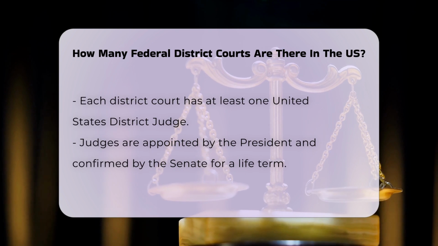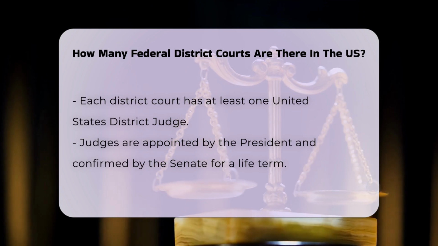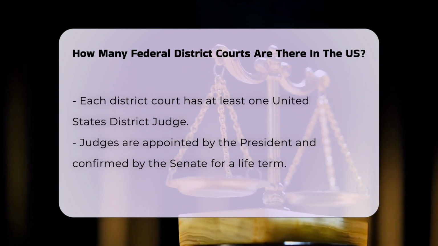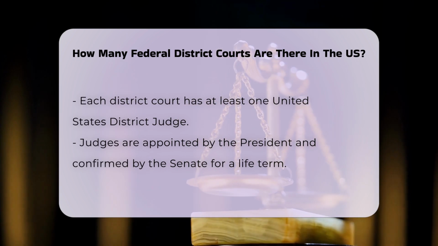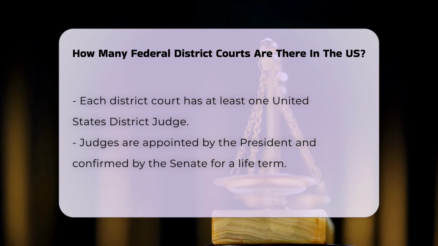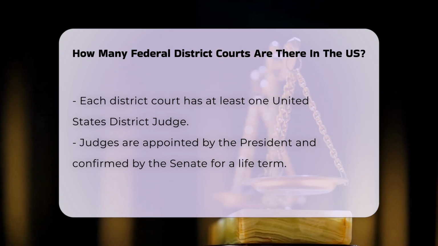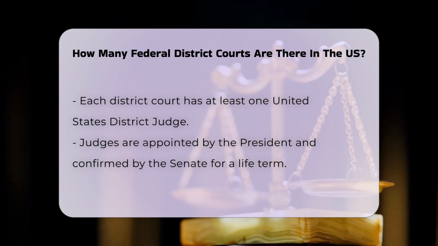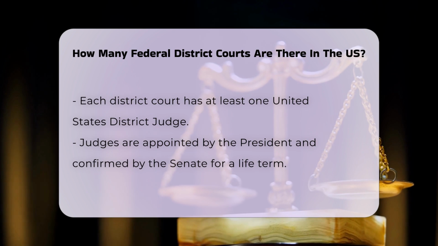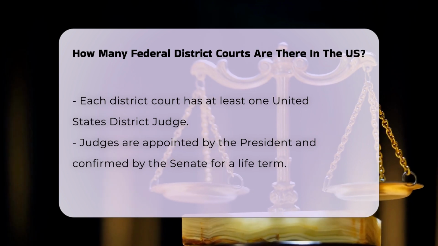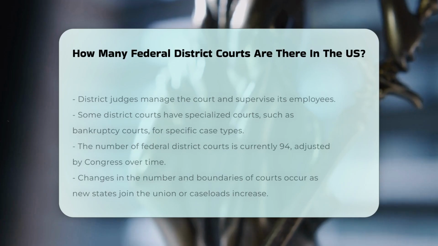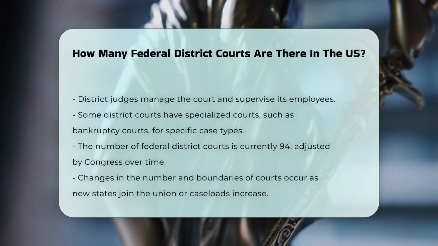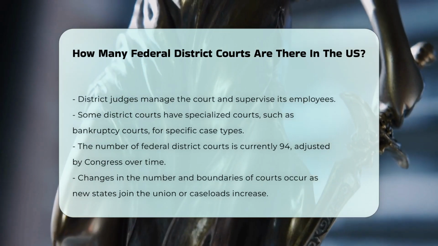In addition to their general jurisdiction, some federal district courts also have specialized courts, such as bankruptcy courts, which handle specific types of cases within their respective districts. The number of federal district courts has evolved over time, with Congress periodically adjusting the number and boundaries of these courts as new states have joined the Union and as the caseload has increased.